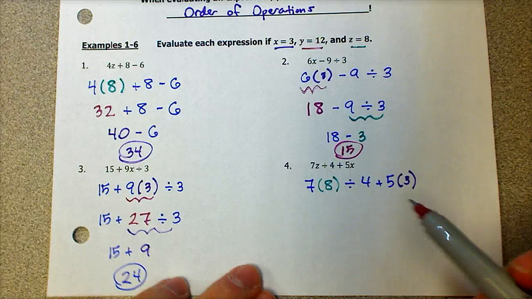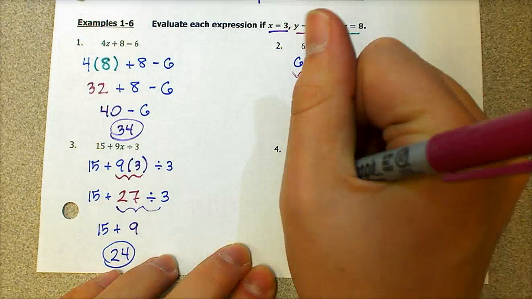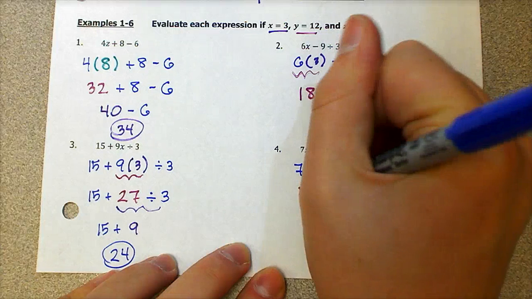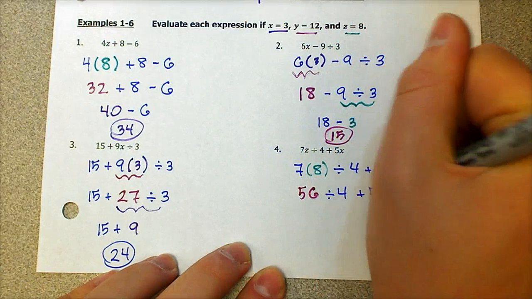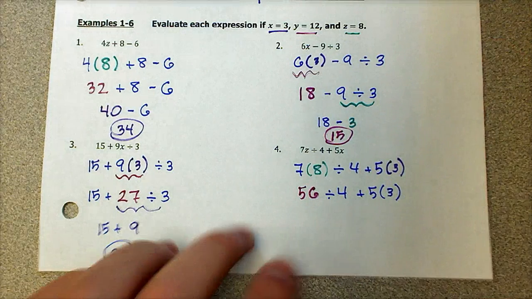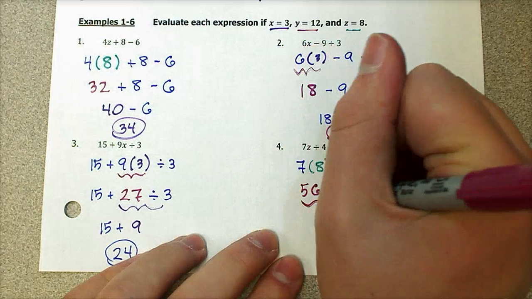And we'll do our multiplication and division left to right first. 7 times 8 is 56. So we have 56 divided by 4 plus 5 times 3. Next I have division, 56 divided by 4. If you divide 56 by 4, you get 14.